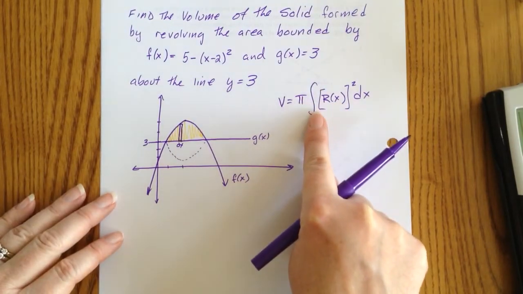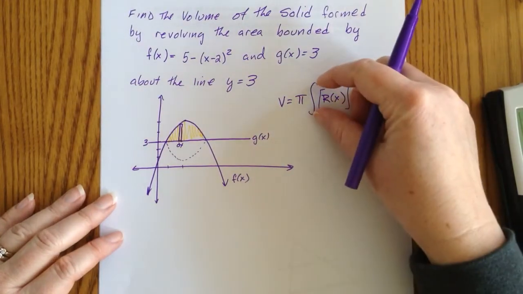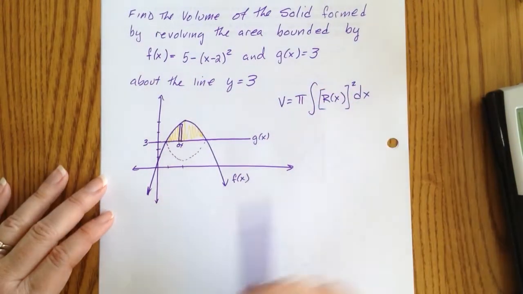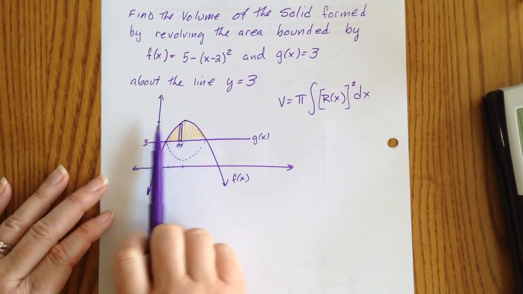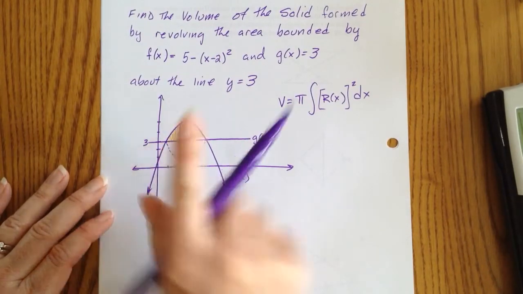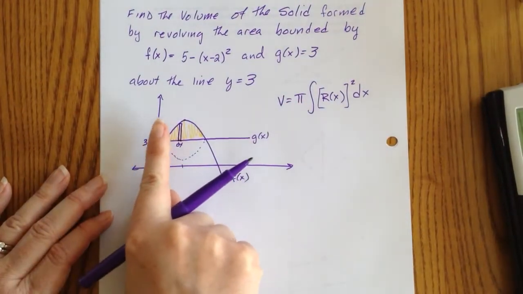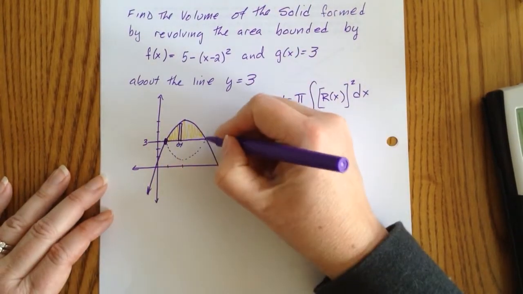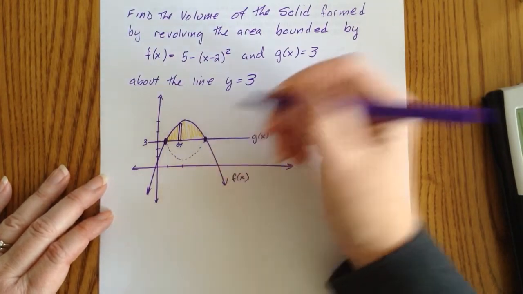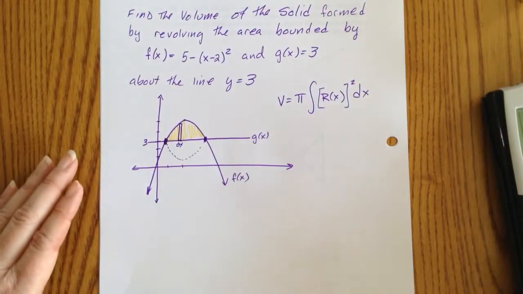Where are our limits of integration? Let's actually start with those limits of integration. The limits of integration are, where do these rectangles go from? Well, the first rectangle would start here, and then we'd roll them all out to here. So where are here and here? That's where your calculator comes in.